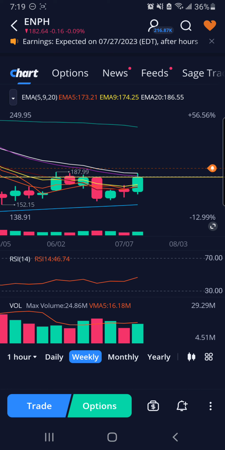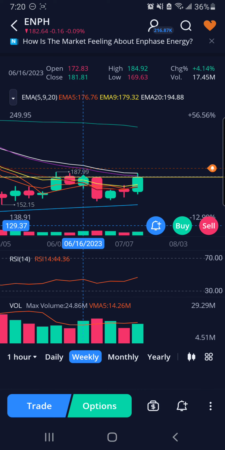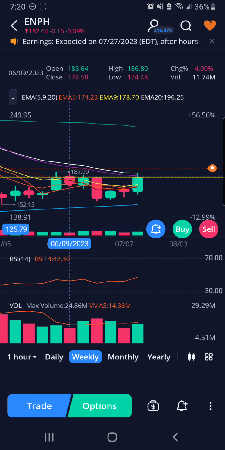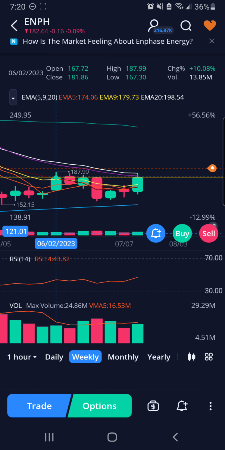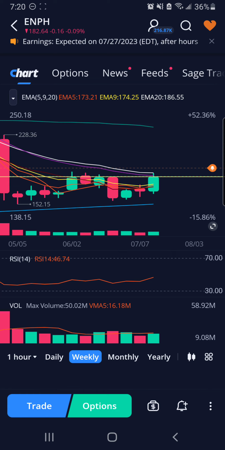Now you can see on this week it hit the resistance and came back down. This week it hit it or went above it for I'm not sure how many days. This week it went above it, but then came back down. So that's a resistance line.